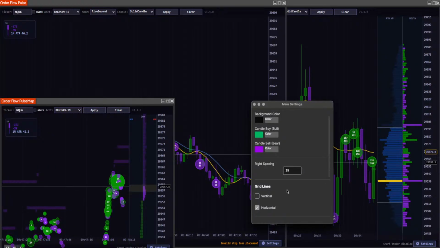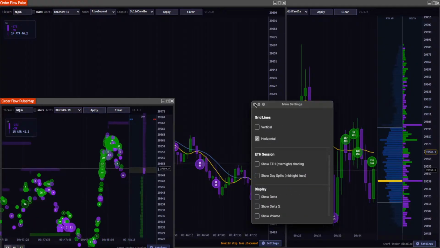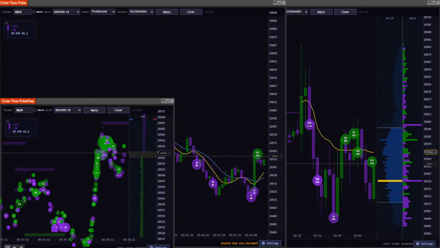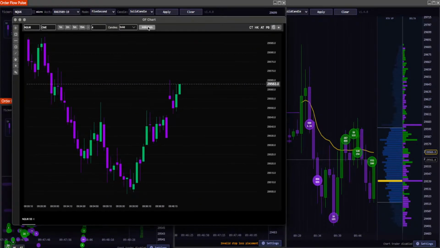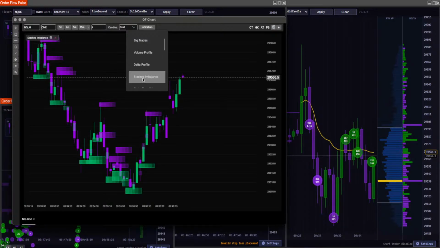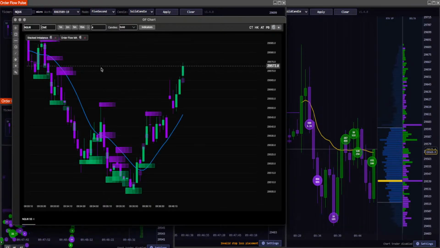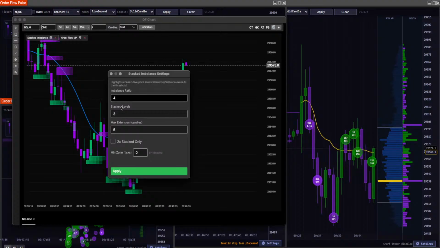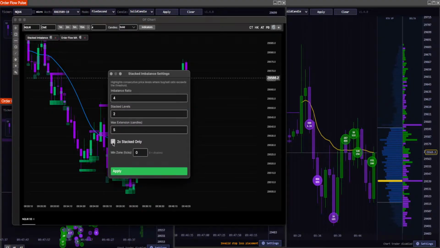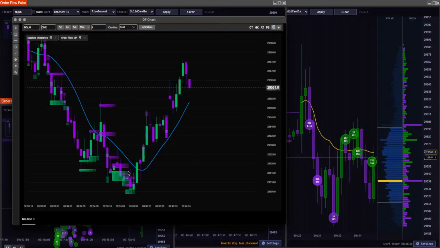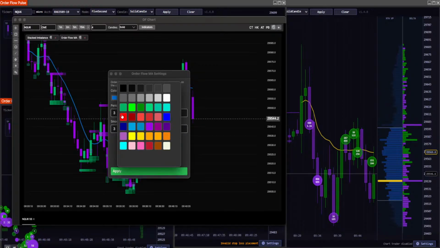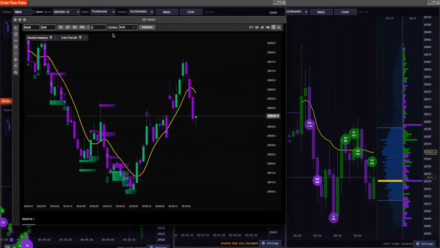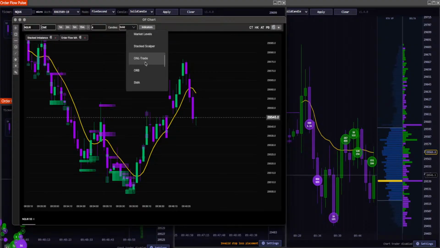Get rid of that. Indicators. I'll give you a little sneak peek of my custom platform. The indicators, we're going to do stacked and balance, and we're going to do order flow bar moving average. The stacked and balance, we're going to set this to 4 and 2. We're going to do 2 stacks, and we'll just set that right there. And then order flow bar moving average, we're going to set this to 3 and 3. We're going to make it yellow. Let's get another moving average up there.